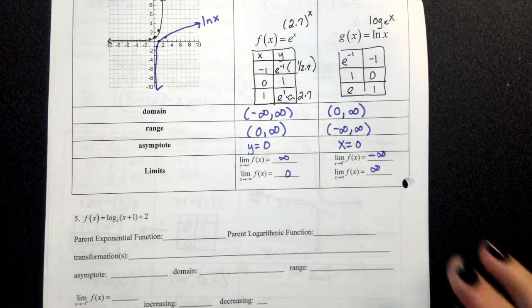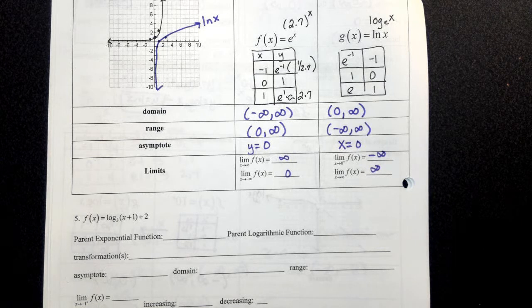Everybody get those as the limits? Okay. So any questions, guys, on graphing parent log functions? So we did 2 parent log functions. We did log base 10 of x, and then we did the natural log of x. So let's take a look at number 5.